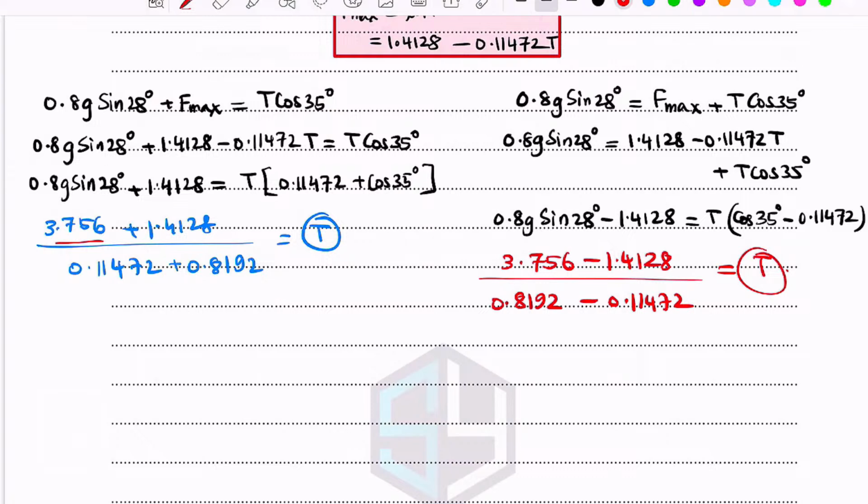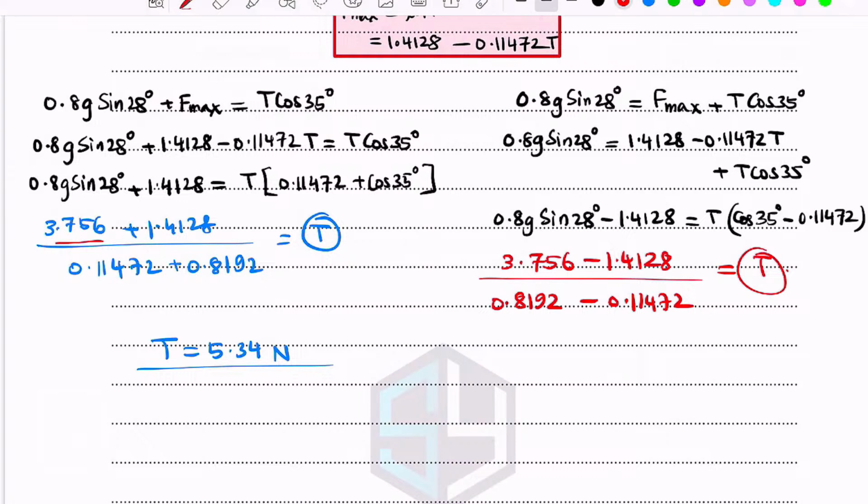So now I'm going to the basic calculator. First of all, 3.756 plus 1.4128, divided by, inside a bracket, 0.11472 plus 0.8192. Let me close the bracket and evaluate. T comes out to be 5.341342, so this is 5.34 Newton. This is one value.